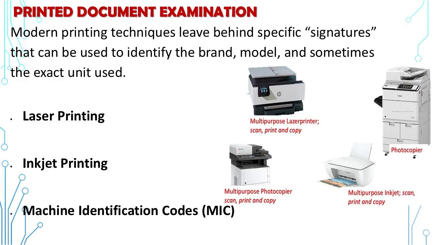Another thing you can use during printed document examination is machine identification codes, or MIC. Many color laser printers embed microscopic yellow dots in a grid pattern. These codes are so minute that you cannot see them with ordinary eyes unless you use some technical means. These dots encode the printer's serial number and the day and time of printing, which can enable you to link the document to a particular printer.